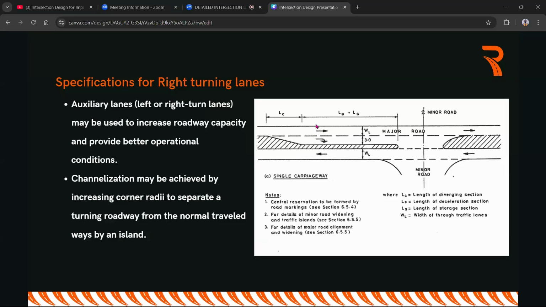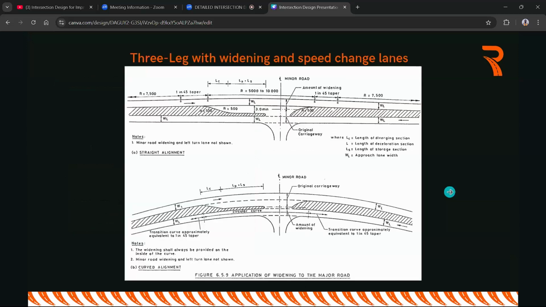And then again, we have the diverging section that has 35 meters. So the diverging section helps the vehicle to merge or diverge away from the main road. So in this case, this is the LC, that is the diverging section. So the vehicles are able to detour so that they can be able to merge to this point, and then they will be able to decelerate at this point and then make a right turn right there.